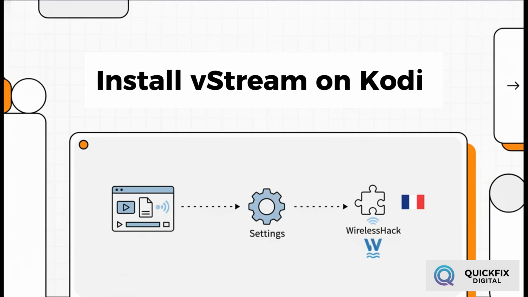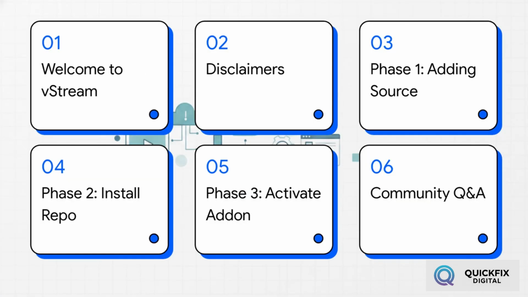Welcome to the Explainer. We're jumping right in today because we are focusing squarely on exactly how vStream installs on Kodi. We're breaking down a fantastic guide from Wireless Shack to get this massive French media add-on running perfectly on your system. So if you've been looking for a clear, totally foolproof setup walkthrough, well, you are in exactly the right place. Here is our game plan for today.